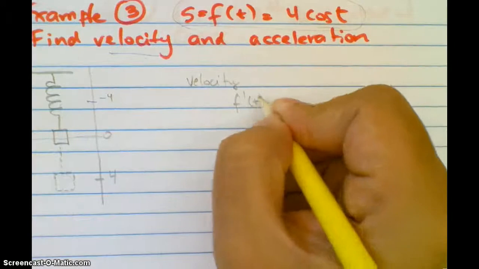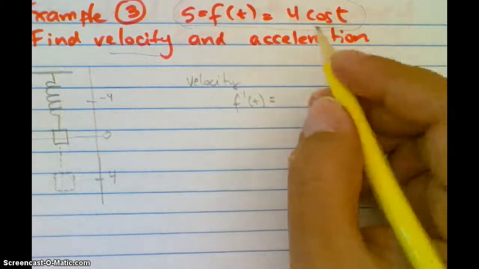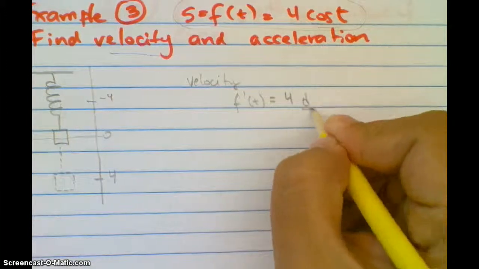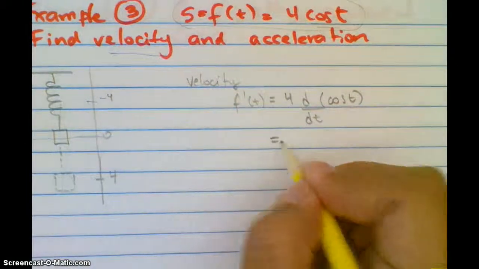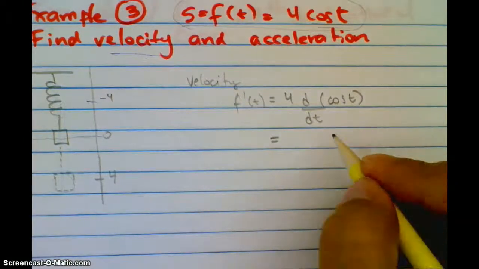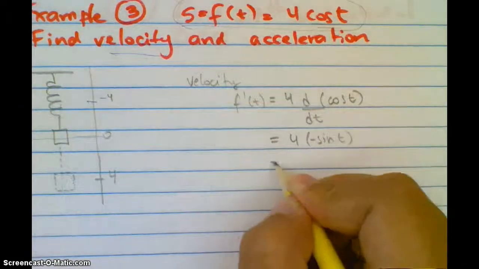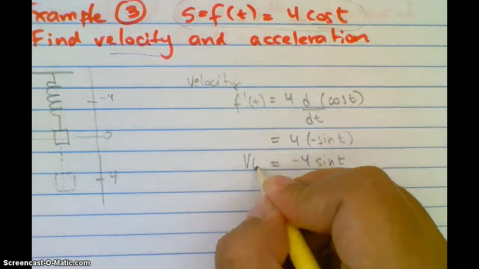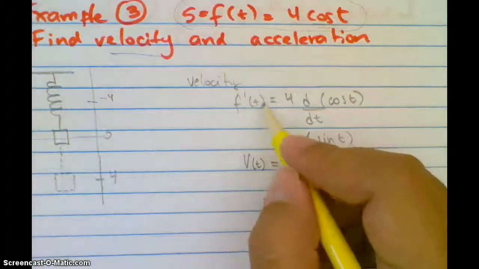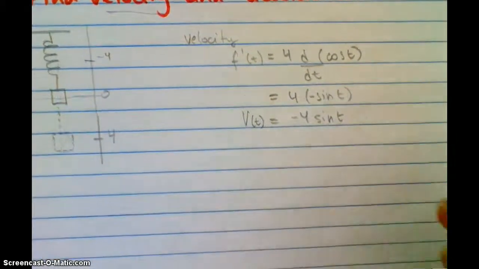So velocity is f prime of t. Okay. So the derivative of 4 cosine of t is just simply 4 times the derivative with respect to t of cosine of t. And that will be, derivative of cosine is negative sine. So just write it nicely, -4 sine of t. And that's velocity with respect to time. So you can leave it as f prime of t, or you can write it as v of t. Either way is fine. I like to call it v of t because I know that that's the velocity.